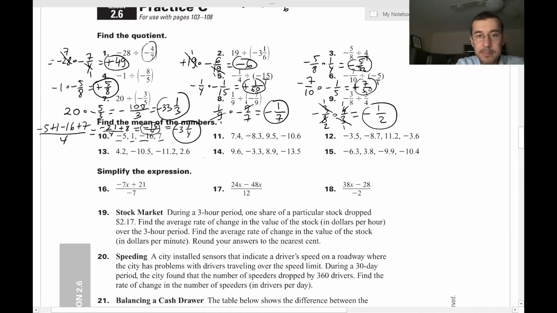Number 11, we have to add up these numbers. So let's add up first the positive numbers, 7.4 and 9.5. I'm going to use a calculator. So 7.4 plus 9.5, that's 16.9. So 16.9.